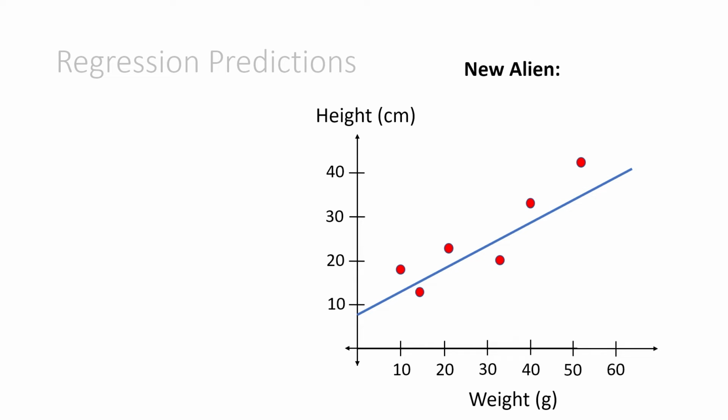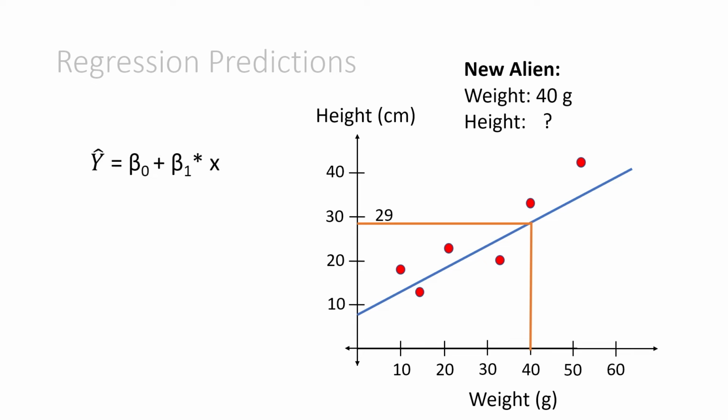Suppose we had a new alien that has a weight of 40 grams, but before we could measure its height, it teleported away, so we need to predict its height given its weight. We draw a line up from 40 grams on the x-axis and see where it intersects on the y-axis, which is at 29 centimeters. But this is done visually. We'd much rather it was done mathematically on the left. Our prediction y hat is equal to beta naught plus beta 1 times x, where x in this case is the weight of 40 grams.